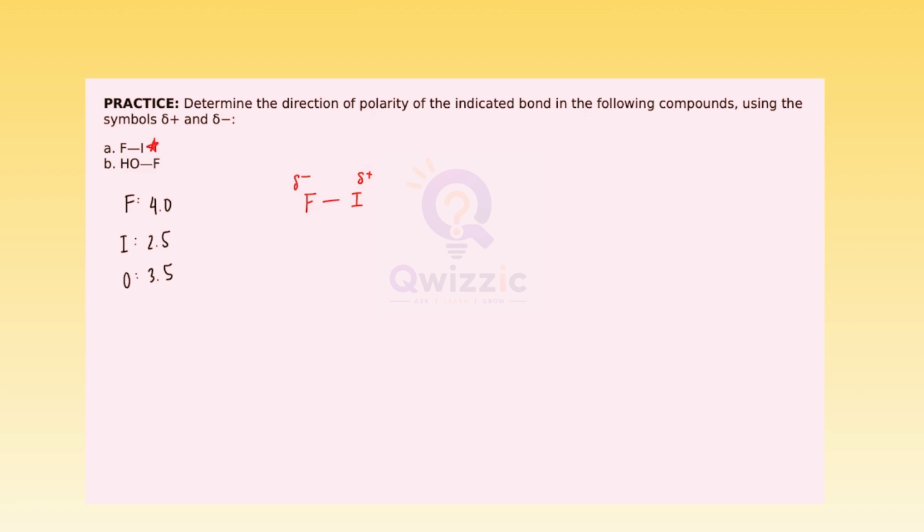For our second molecule, we can do everything in this green color. We have our hydroxide and then a fluorine group. Fluorine again has a 4.0 electronegativity value, which is more electronegative than our oxygen, which has a value of 3.5. So oxygen develops a partial positive charge, delta plus, and fluorine develops a partial negative charge, delta minus. So that's how we can determine the direction of polarity of the indicated bond in the following compounds using our delta plus and delta minus symbols.